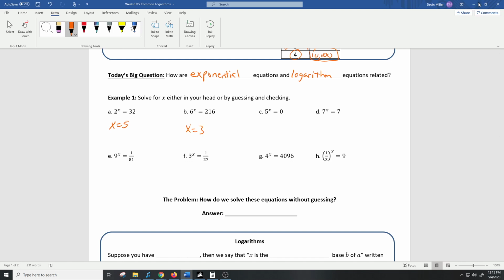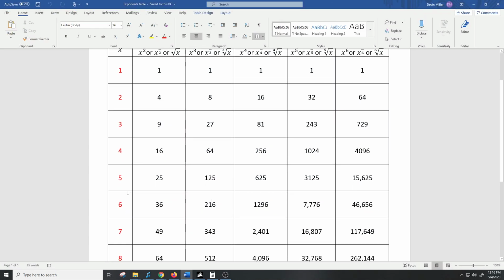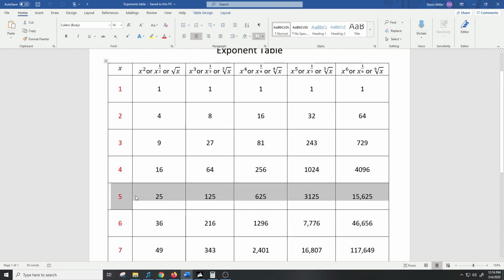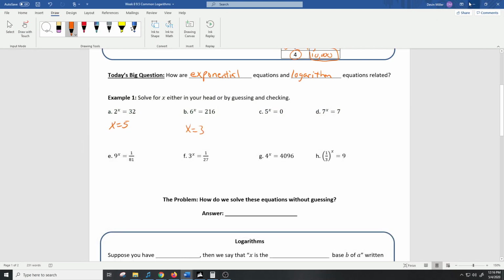5 to what power gives you 0? So let's see if we can find that on there. 5 gives you 0. It's actually not possible. We don't see a number on here. The only thing we're missing on here really is 5 to the 1st power, but we know what that is. That's 5. So this is not possible. You cannot raise 5 to any power to get 0.